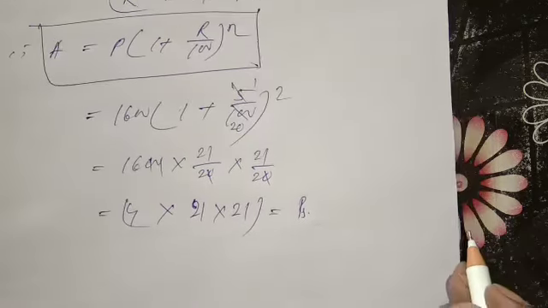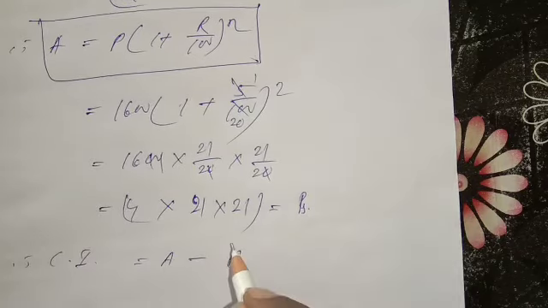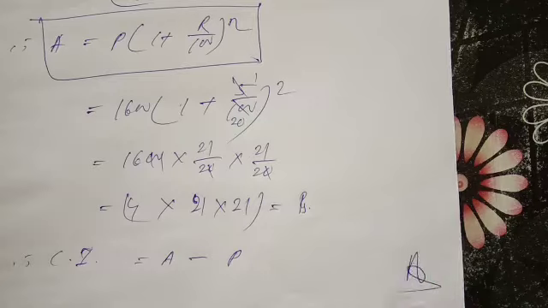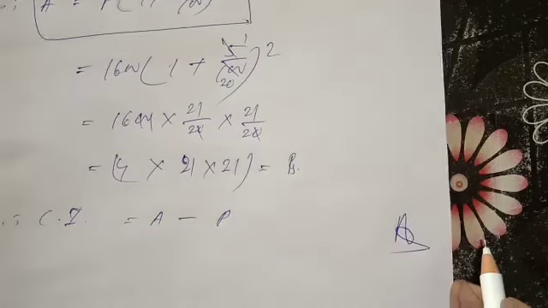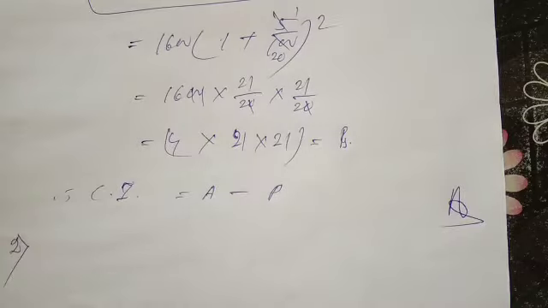And the compound interest will be how much? Amount minus principal. Just multiply, you will get the result. This is the amount, and amount minus principal will give the compound interest. In this way, question number 1 is completed. The calculation part you have to do on your own. Okay. Question number 2, what is given?